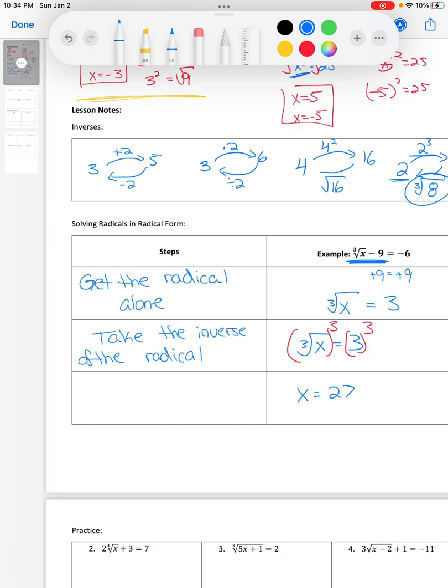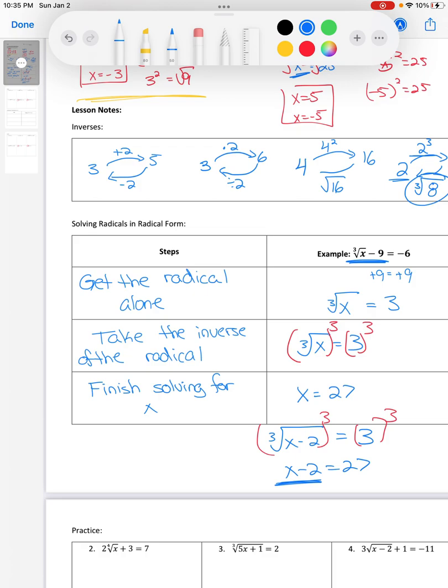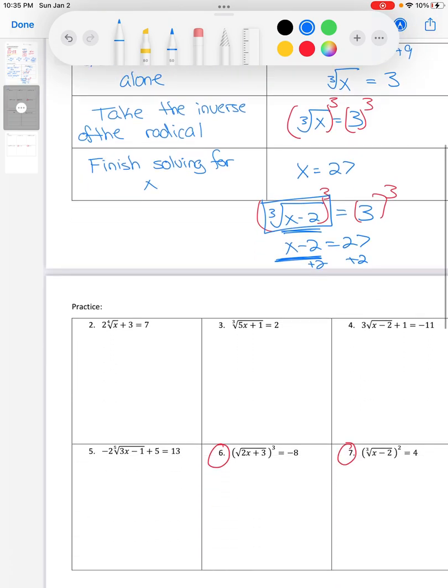Now, the last step is, if you had something like this inside your radical, x minus 2 equals 3, and you cubed it, you'd be left with x minus 2 equals 27. Is x alone on that side? No, so you'd have to finish solving. So that's the last step, is just finish solving for x. So that means we would have to add 2 to both sides. That's just if there was something other than the x in the radical. We still got the whole radical alone though. There's just something else in it. Okay, so let's practice.